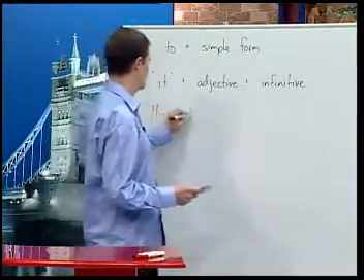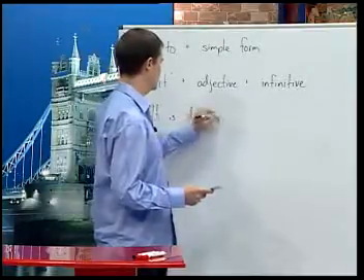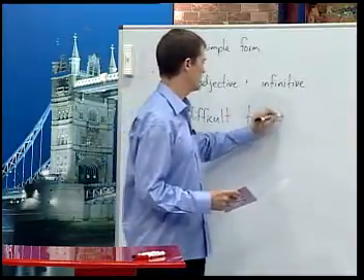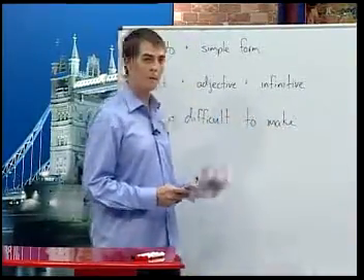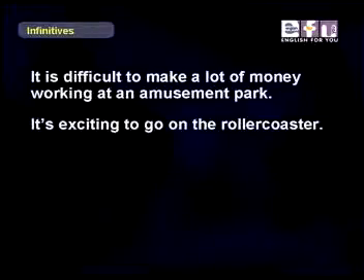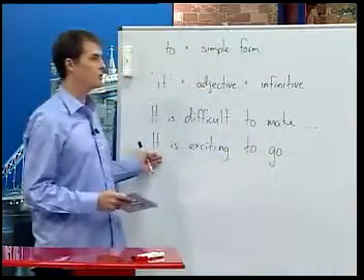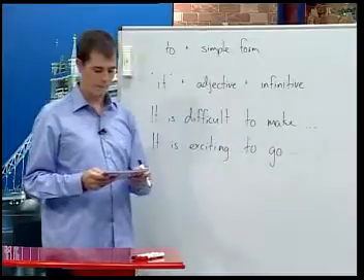It is difficult, the adjective, to make, the infinitive following the adjective, and then it continues. It is difficult to make a lot of money working at an amusement park. The second sentence, we have it is exciting. Exciting is the adjective, so following the adjective is the infinitive. To go. It's exciting to go on the roller coaster.